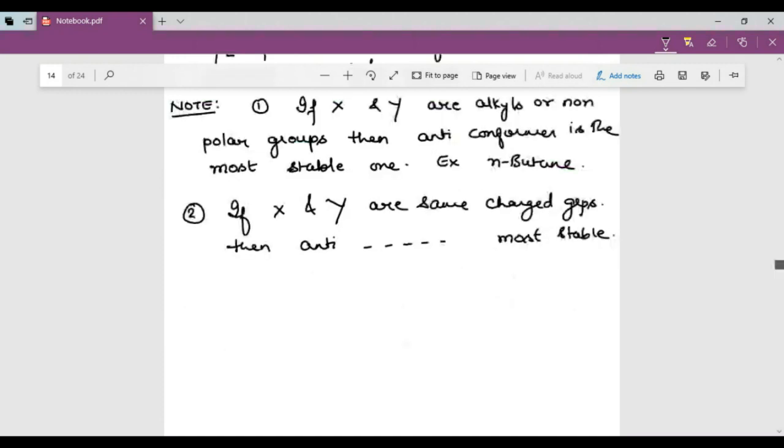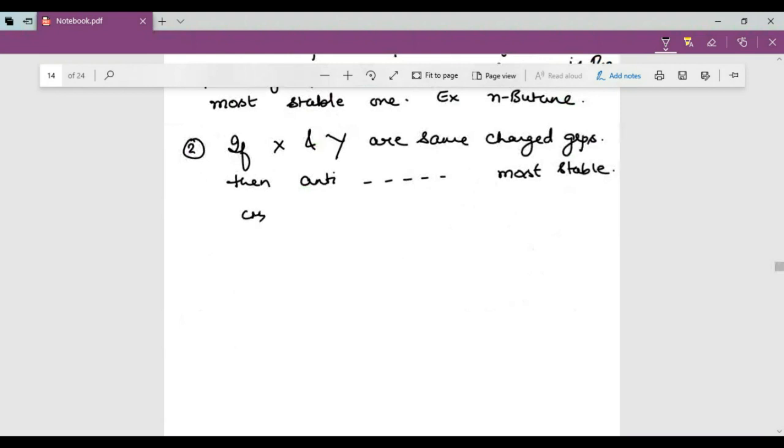Okay, this can also happen. Is this possible? Yes, you can have CH2COO minus, CH2COO minus. You can have CH2NR3 plus, CH2NR3 plus. For these, we need to have anti.